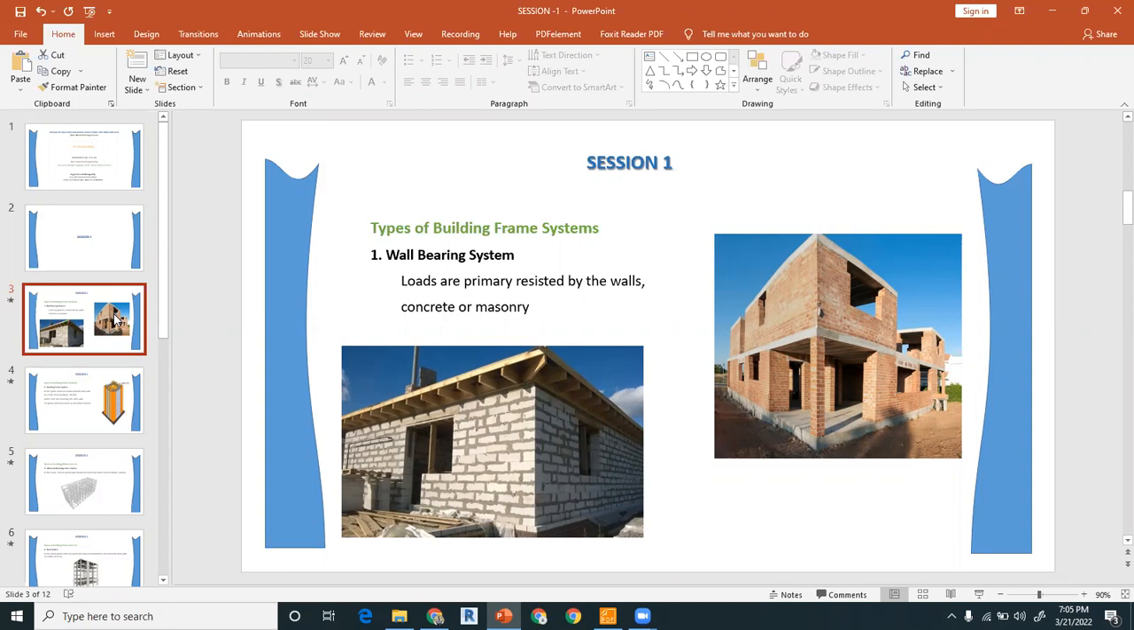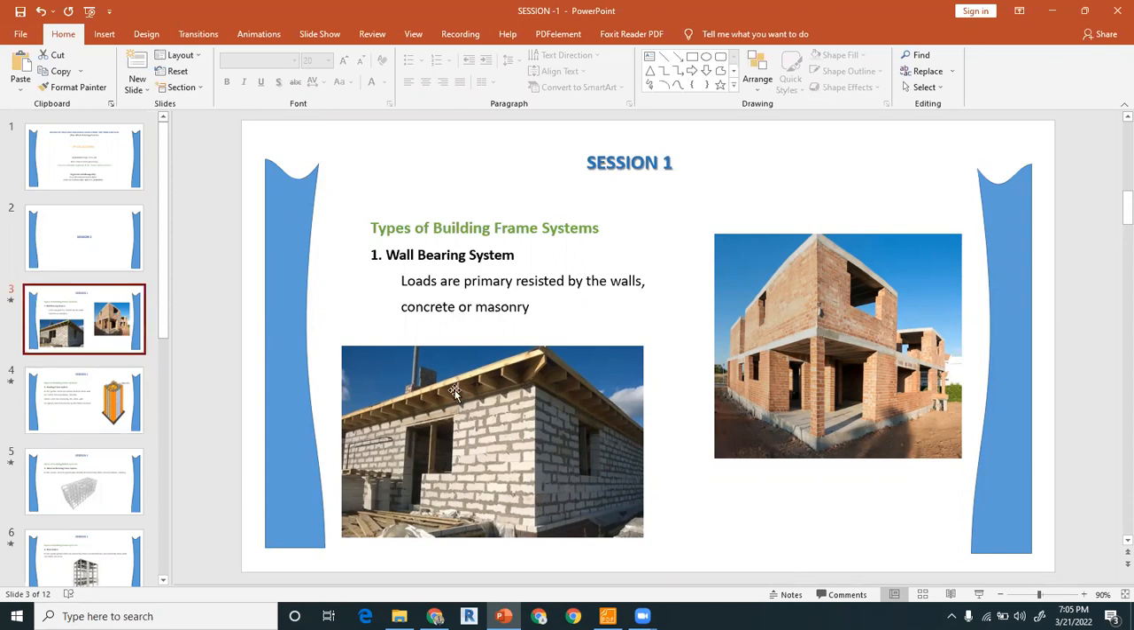So the first part in this session is the types of building frame systems, which are basically divided into different systems in accordance with the resistance of the lateral forces, that is, what types of frame systems are there and how the code guides you to design them, what the response modification factors will be, and all of these. In the building frame systems, the first system, which is very basic and typically found in Pakistan, is the wall bearing system, in which all of the loads are resisted by the walls.